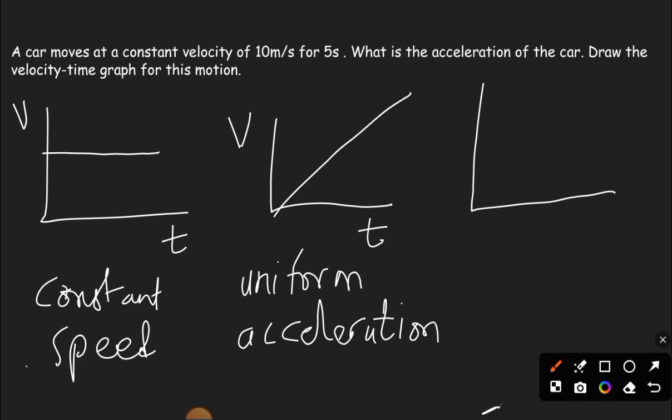So anytime you have a decrease in speed, so you have your velocity here, your time here. This is how the diagram is going to look like. So this is also called uniform deceleration or retardation.